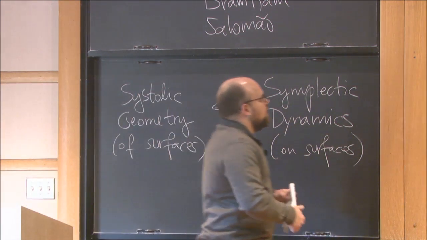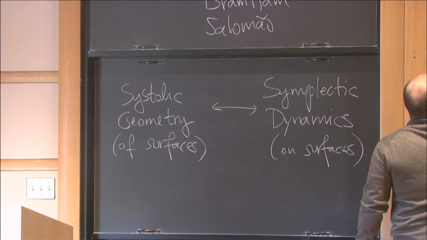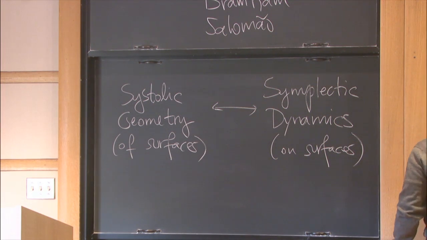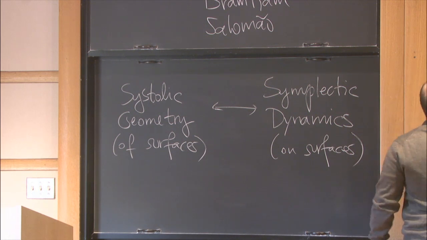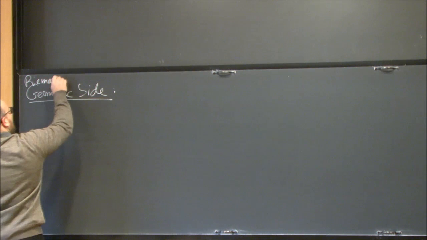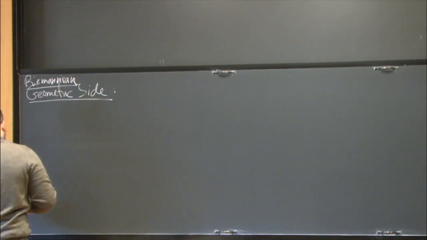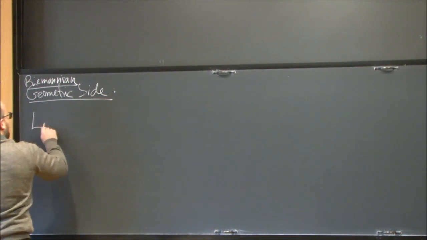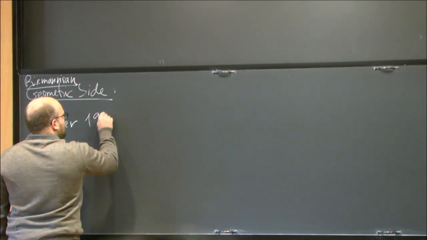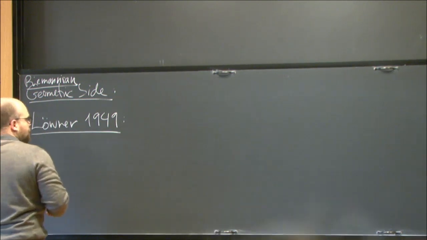So let me first start with a little bit of history from the Riemannian geometric side of the story. Systolic geometry started in 1949 with a result due to Loevner.